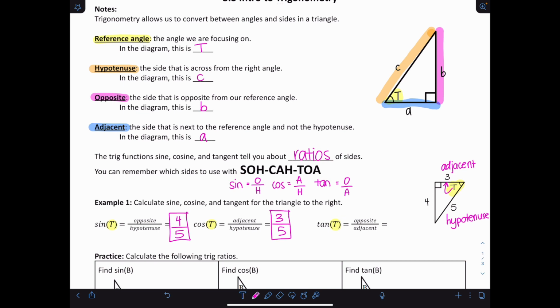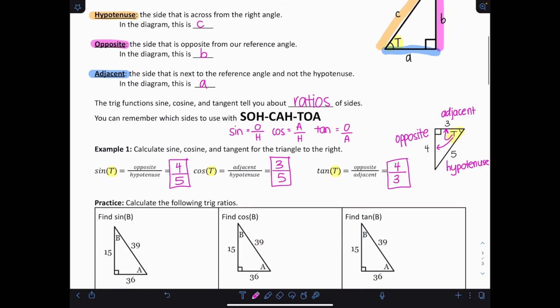Finally, we want the tangent of T, which would be the opposite side over the adjacent side. The side that is opposite of T is 4. So our tangent of T is going to be 4 over adjacent, and adjacent is 3. Those are the ratios that our trig functions give us.